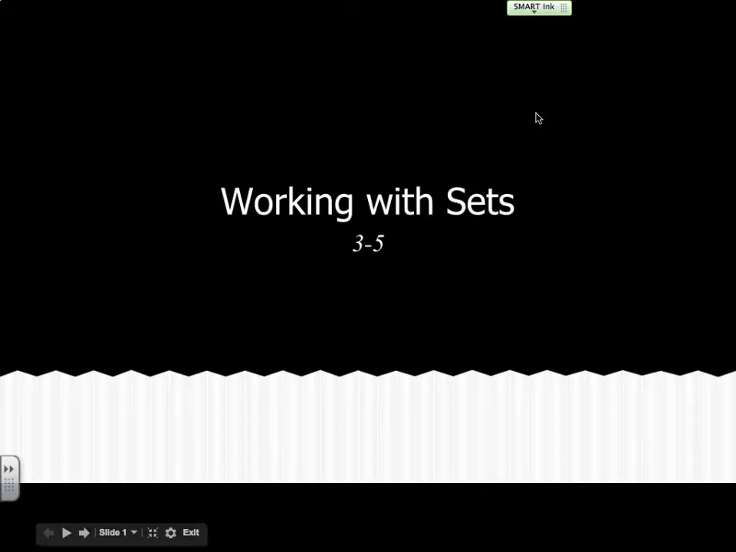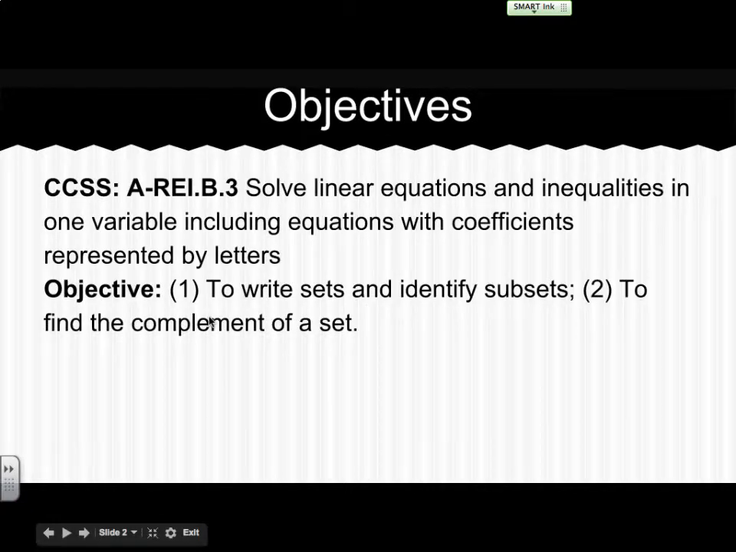Working with sets. Objectives: 1. To write sets and identify subsets. 2. To find the complements of a set.